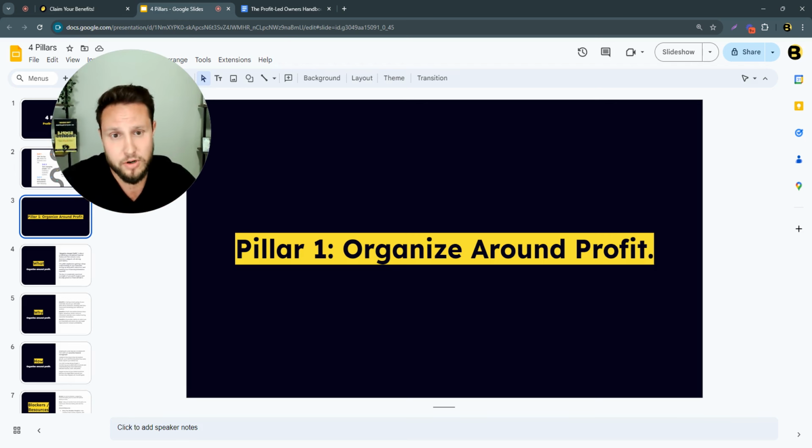For us, the first pillar we're going to talk about is one of the core pillars that you're always going to be able to have, adopt, and focus on, which is organize around profit.